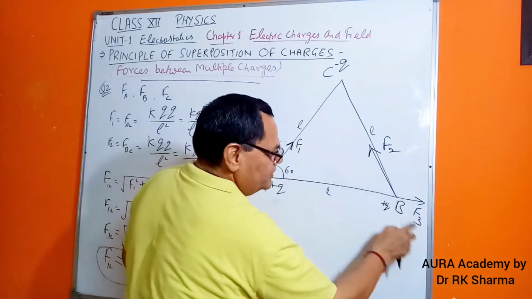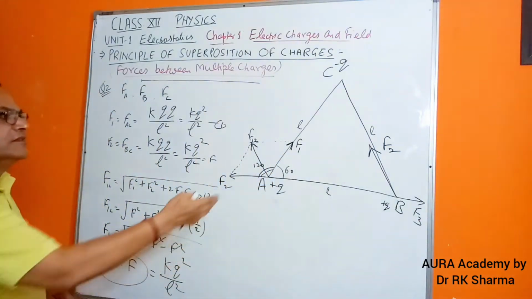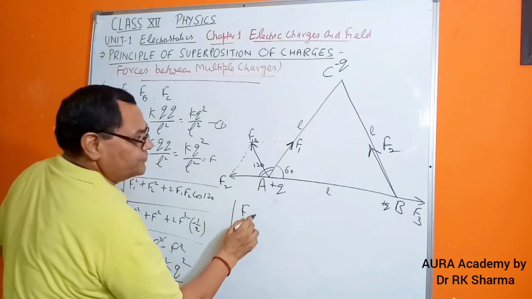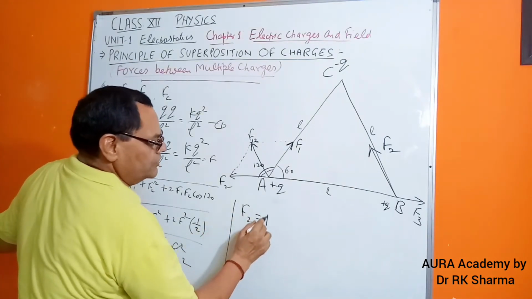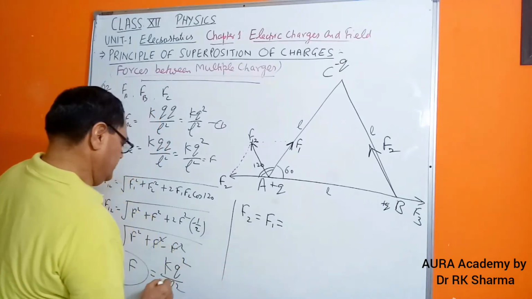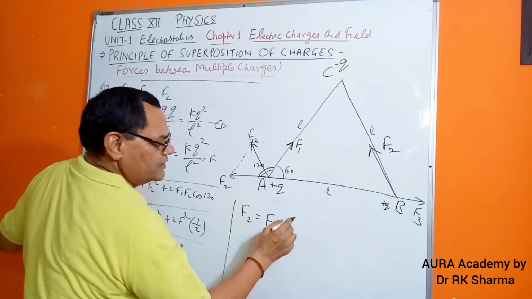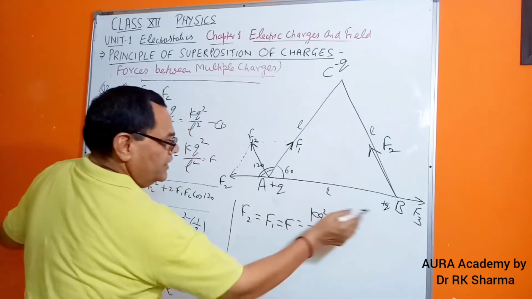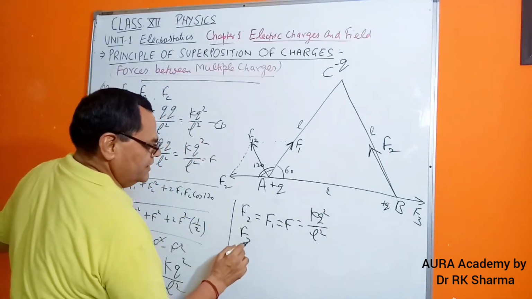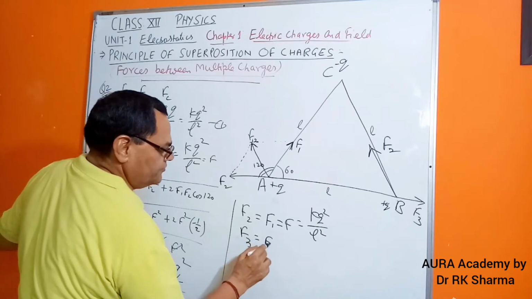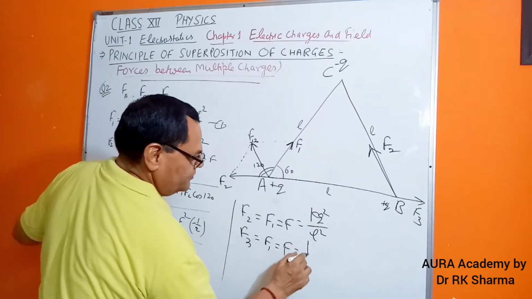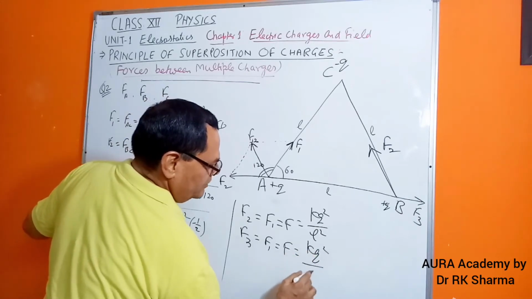So F2 and F3 will also be the same as F1. We can easily say F2 will be equal to F1, and that is equal to F, which is simply KQ square upon L square. Even F3 will also be the same, that is F equal to F1 numerically, and that is F, so it is KQ square upon L square.